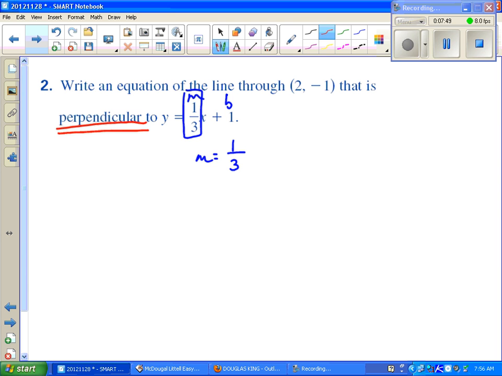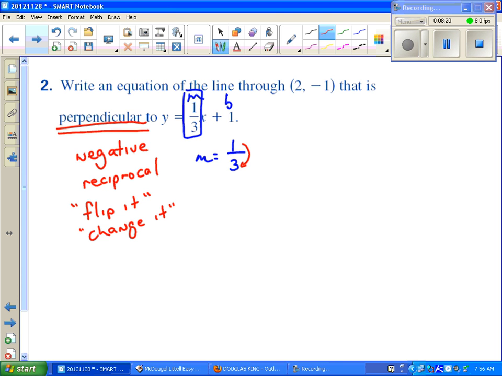So in order for it to be perpendicular, you use the negative reciprocal of the slope. Remember, negative reciprocal is just a fancy phrase. Reciprocal means to flip it. Negative means to change the sign. Flip it and change it. So if it's positive, it becomes negative. If it's negative, it becomes positive.